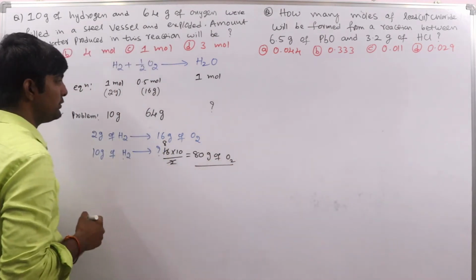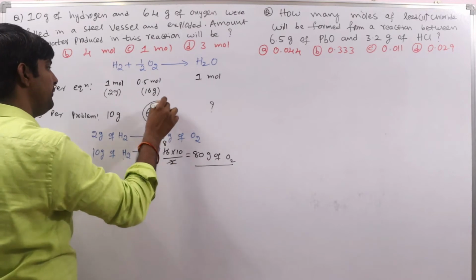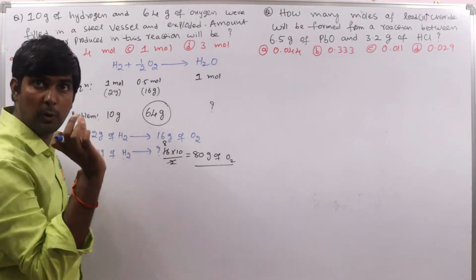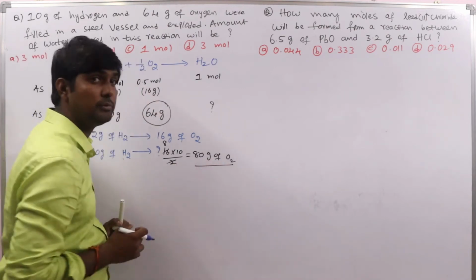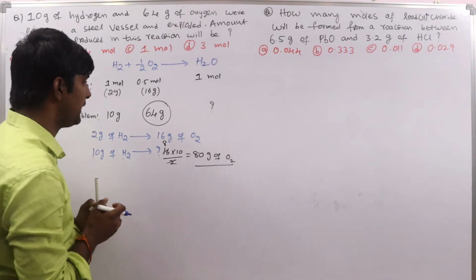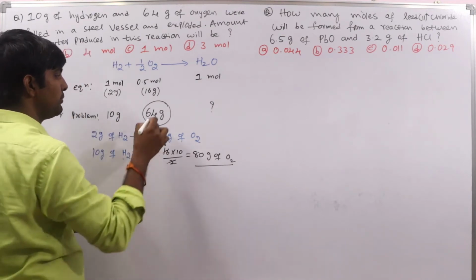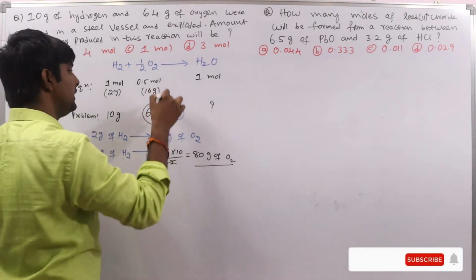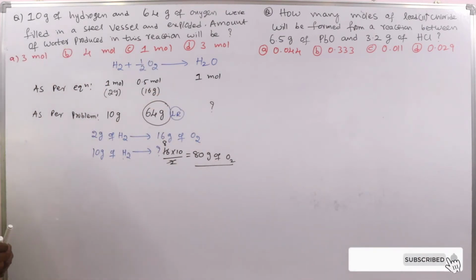But how much is provided? Just 64 grams is provided. For 10 grams of hydrogen, how much oxygen is required? 80 grams of oxygen is required for the complete reaction, but just 64 grams is provided. So what is the limiting reagent? Oxygen is the limiting reagent in this reaction.